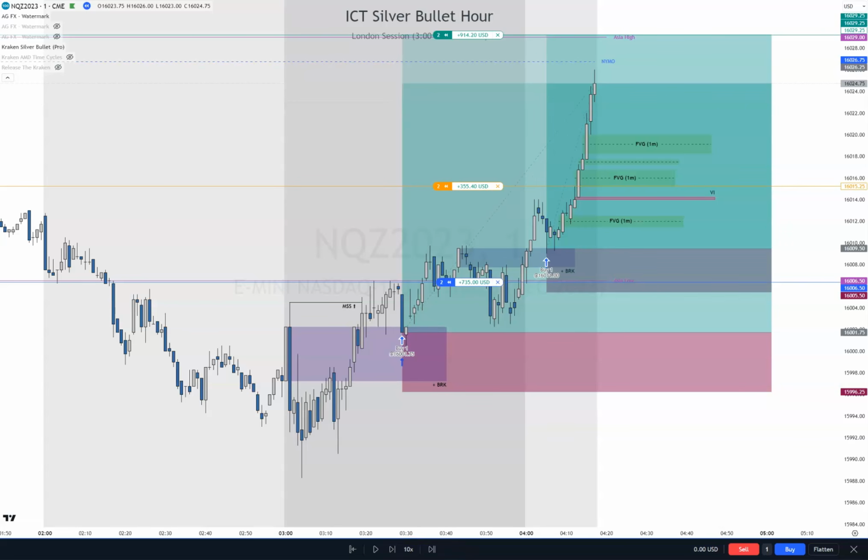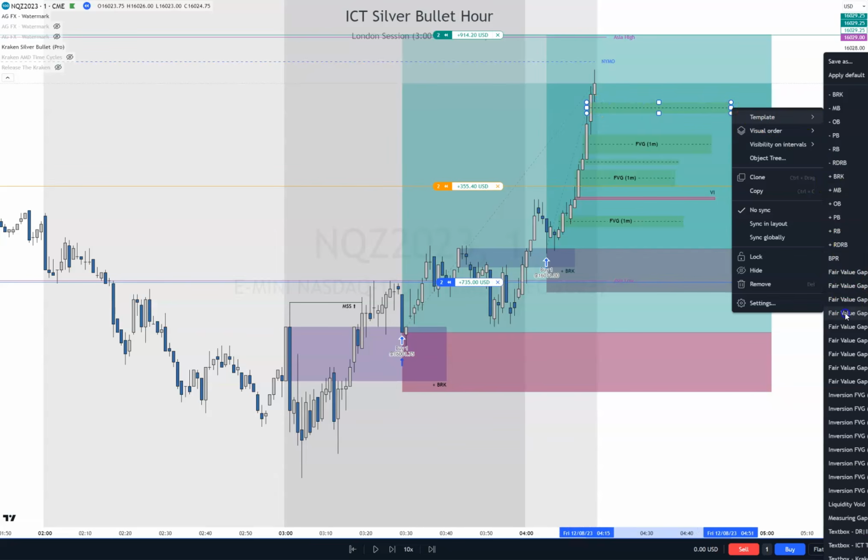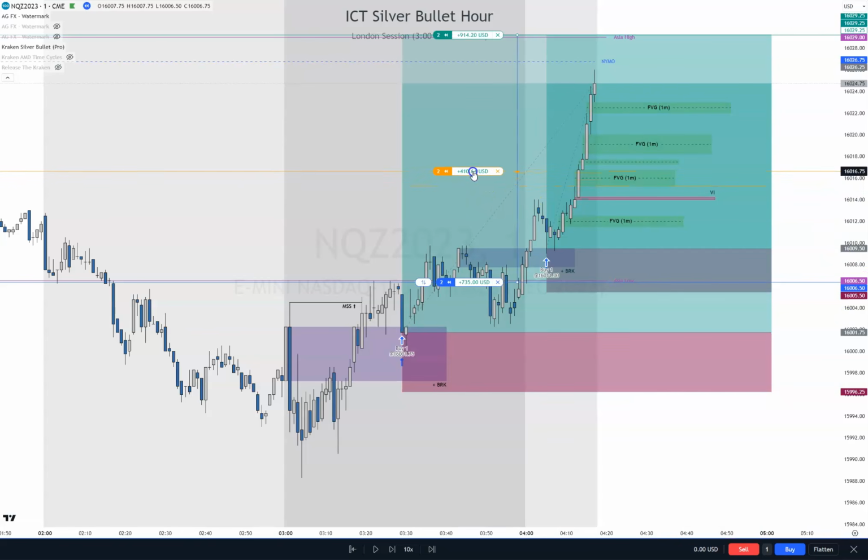Okay, it's important because here's another PD array right here. So where does this go? Right up to this one, right there.